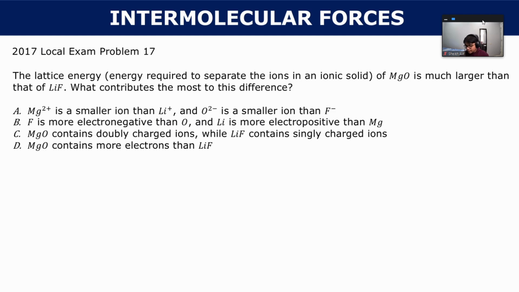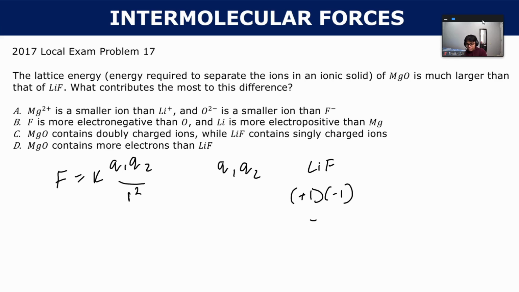The lattice energy required to separate the ions in an ionic solid of magnesium oxide is much larger than that of LiF. What contributes the most to this difference? So remember, lattice energy is going to be about intermolecular forces of an ionic solid. So chances are you're going to have to look at this equation again. Q1, Q2 over R squared. So let's compare those Q1, Q2 values again. In LiF, you have a +1 and a -1. So Q1, Q2 is going to be -1. But in MgO, as we just calculated, you're going to have a +2 charge and a -2 charge. And so that's going to be -4.